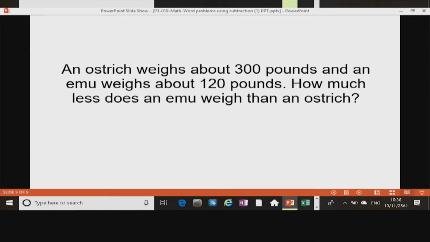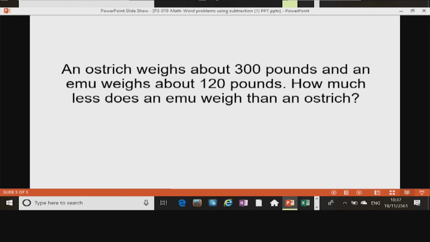And an emu weighs about 120 pounds. How much less does an emu weigh than an ostrich?